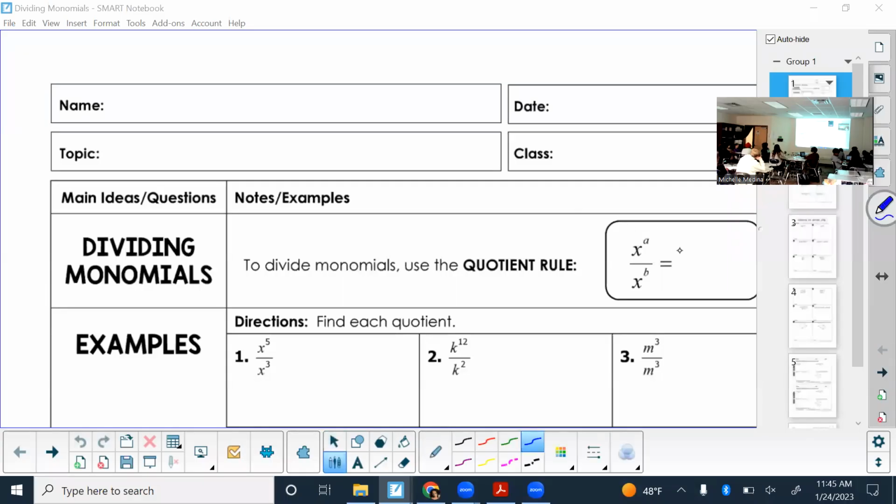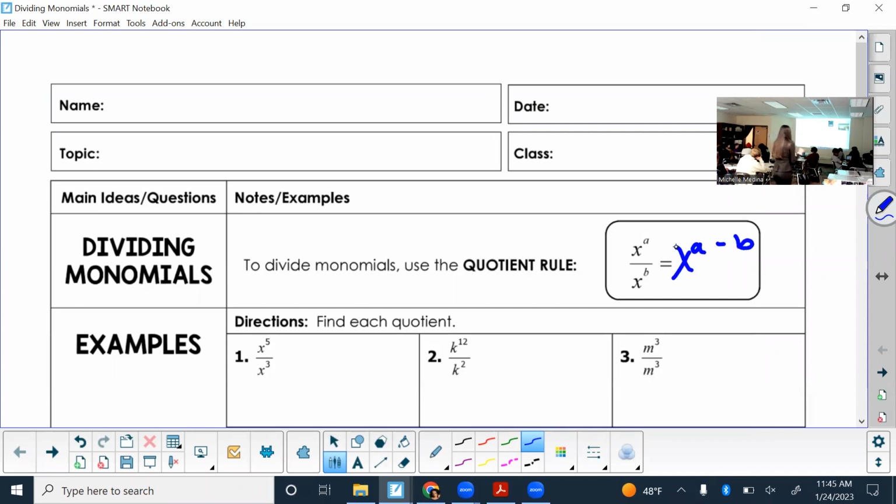That gives me x to the a minus b. So if you've noticed the trend, what we do with the coefficients is always different than what we do for the variables. Okay, if you have variables in a division problem, you subtract them. So like in this first one, if I have x to the 5th divided by x to the 3rd, I get x to the 5 minus 3, which is what? X to the 2nd power.